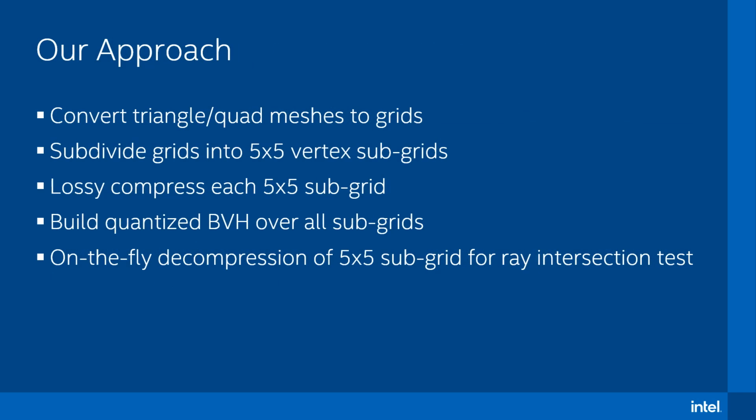Our lossy compressed grid approach consists of multiple steps, and here's a high-level overview. In the first step, we convert standard triangle or quad meshes into large grids. Then we subdivide these large grids into smaller fixed-size subgrids, which are then compressed in a lossy manner. In the final step, a quantized BVH is built over all subgrids. And during the actual ray tracing phase, we on the fly decompress the subgrid data to obtain the uncompressed vertex data. In the following, we have a closer look at each of these steps.